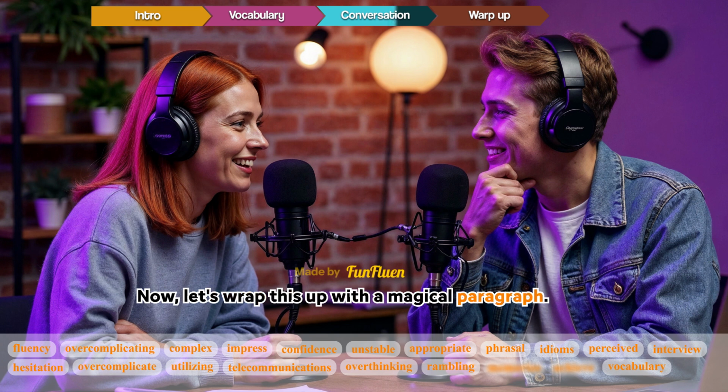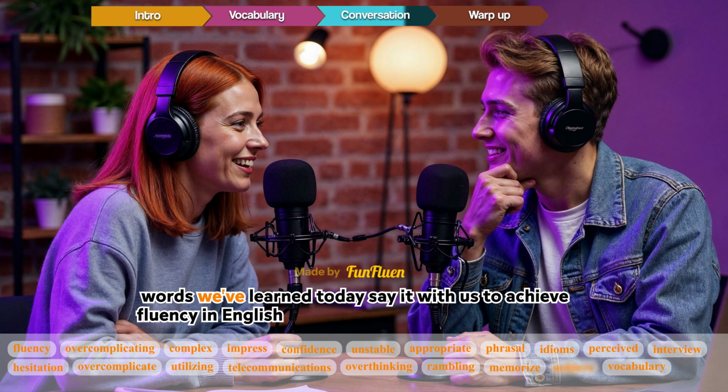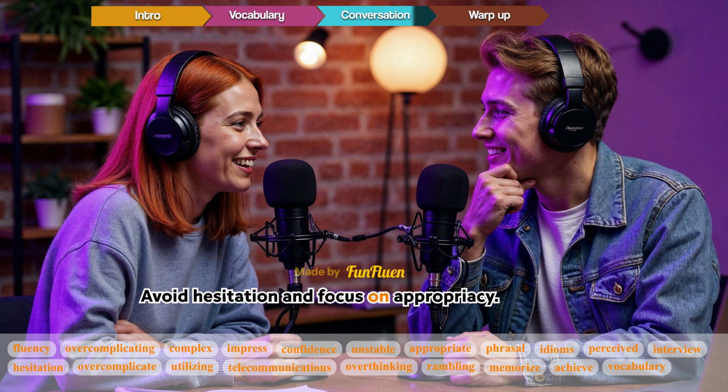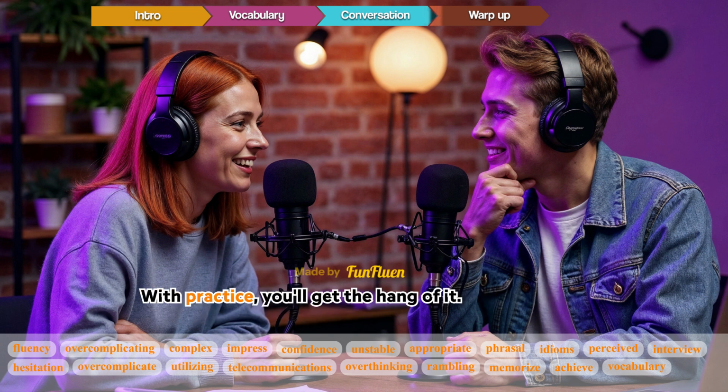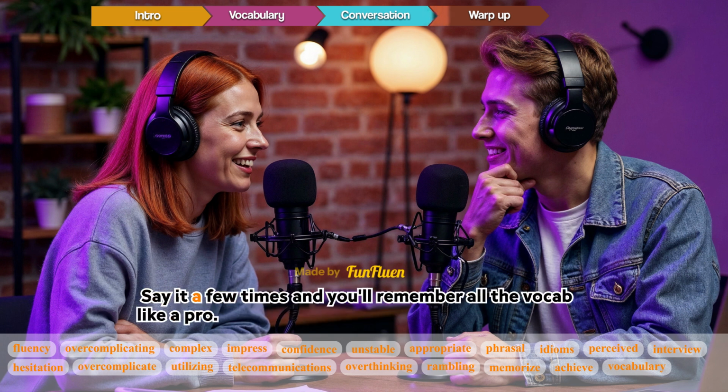Ready to memorize some advanced vocabulary? Here's a paragraph that includes all the words we've learned today. Say it with us. To achieve fluency in English, avoid hesitation and focus on appropriacy. A positive mindset is key. Don't let impatience hold you back. Keep your vocabulary simple, nail your grammar, and cut to the chase when speaking. With practice, you'll get the hang of it. Say it a few times, and you'll remember all the vocab.